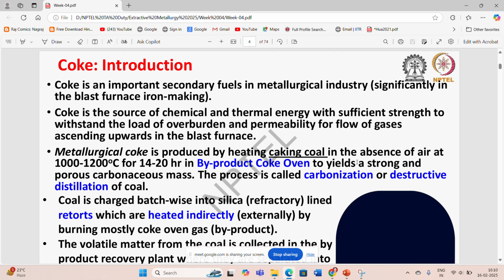The production of metallurgical coke happens with the help of coking coal in the absence of air at 1000 to 1200 degrees Celsius for 14 to 20 hours in a byproduct coke oven, which yields a strong and porous carbonaceous mass. This process is called carbonization or destructive distillation of coal. During this procedure, any amount of volatile material present in the coking coal will get decreased, and the plasticity and strength of the coke is increased during this whole process.